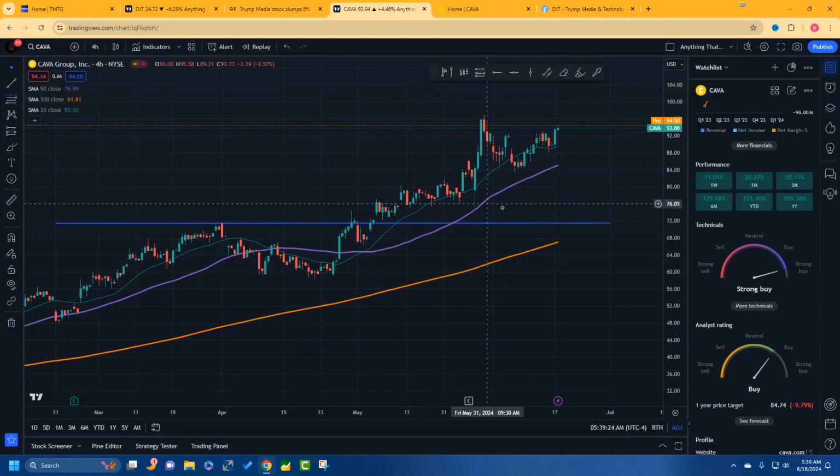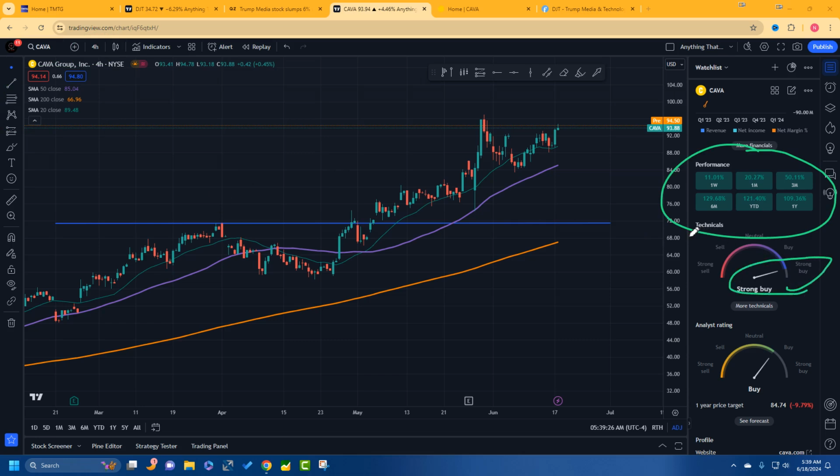So what are we going to do here, Cava? So this is Cava. Like I said, we moved on. Cava, 4-hour time frame. We see our moving averages. Cava has performed nicely for the year. Technicals are saying that right there. That's what the technicals are saying. Analysts are saying this right there. So that's cute. It's adorable.